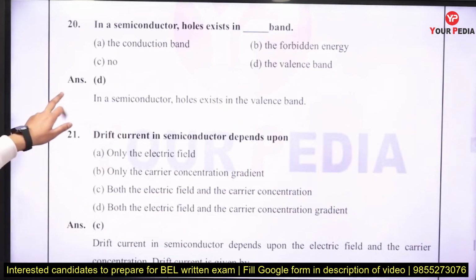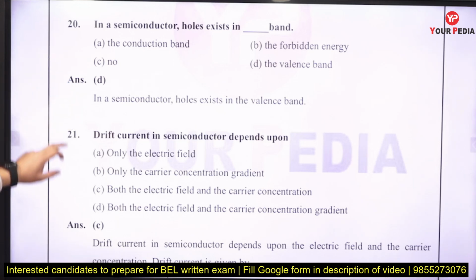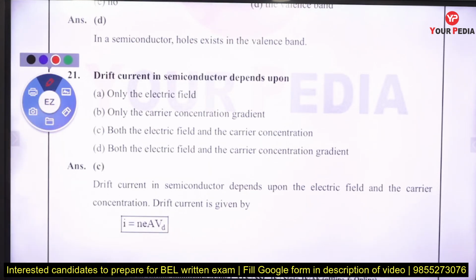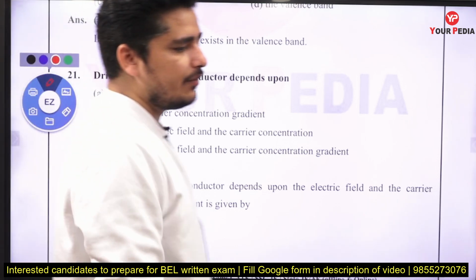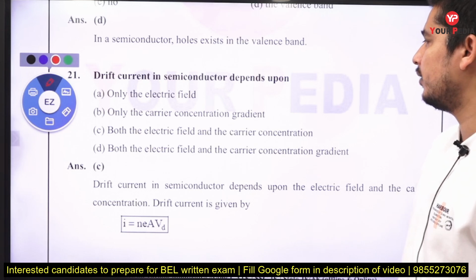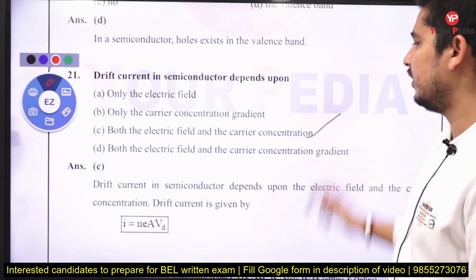In a semiconductor, holes exist in which band? The holes exist in the valence band, right? Electrons exist in the conduction band. Drift current inside the semiconductor depends on what? I already discussed this at the start: the drift current depends on both electric field and carrier concentration, right?